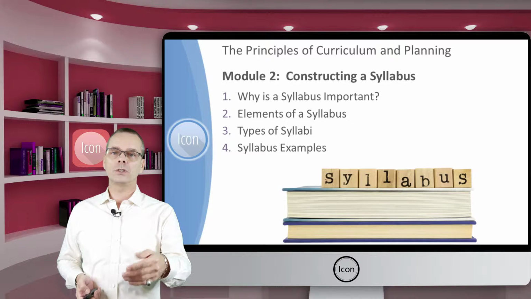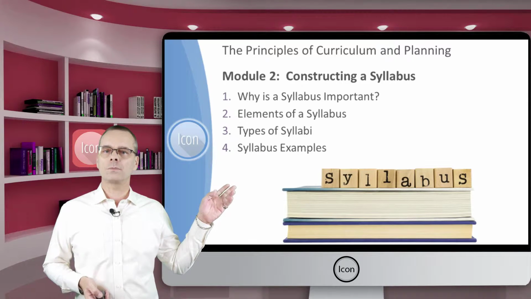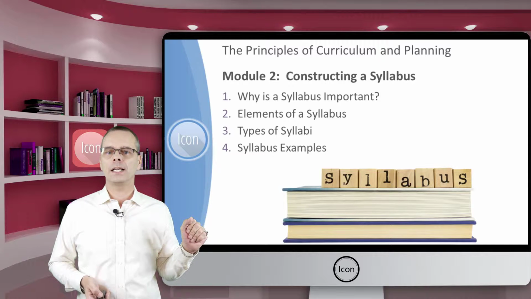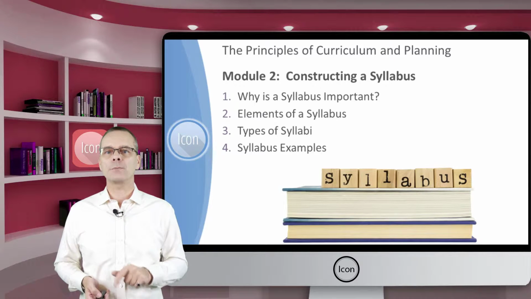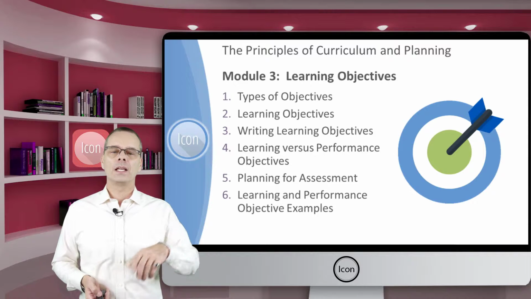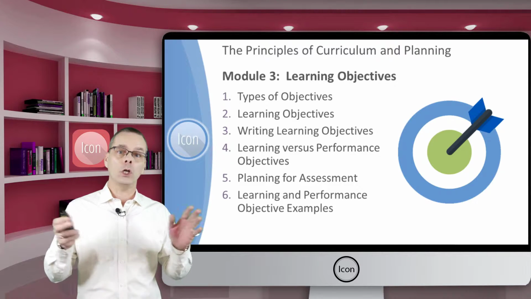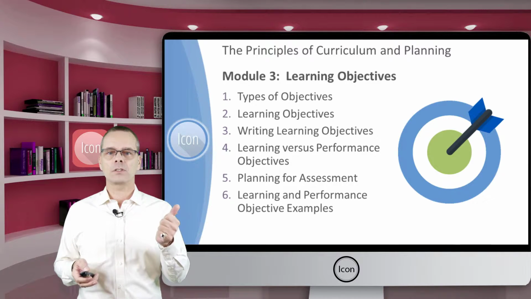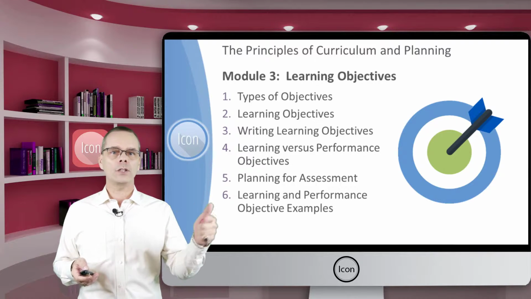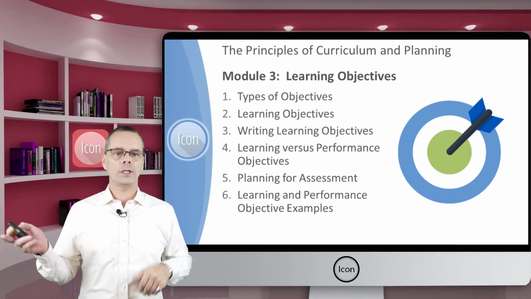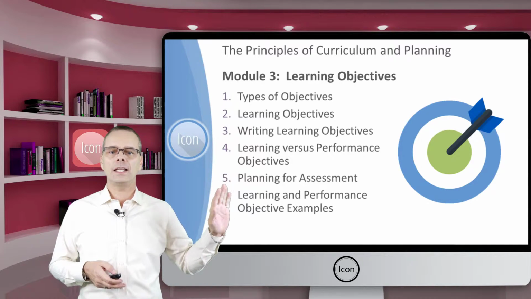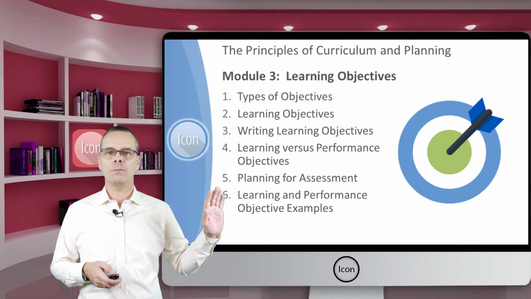Moving on to Module 2, we'll look at why is a syllabus important, what are the elements of a syllabus, what are the types of syllabi, and then again, I'll show you some examples of a syllabus. Then moving on to Module 3, which is a very large module, we're going to look at types of objectives, learning objectives, writing those learning objectives, comparing learning objectives and performance objectives, planning for an assessment, and then we'll look at various examples of both learning and performance to give you a better idea.